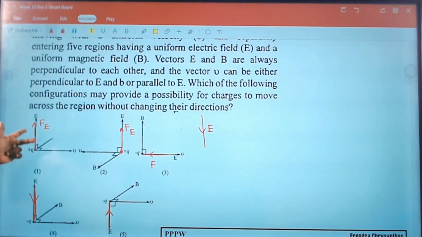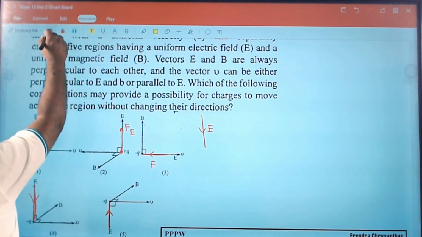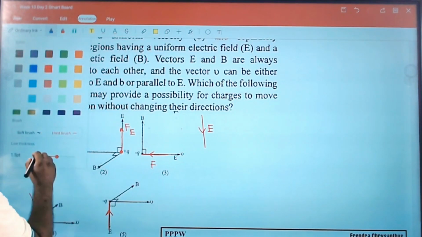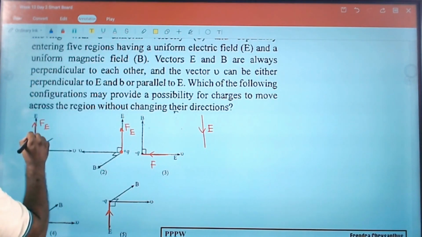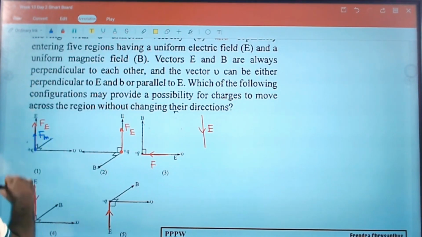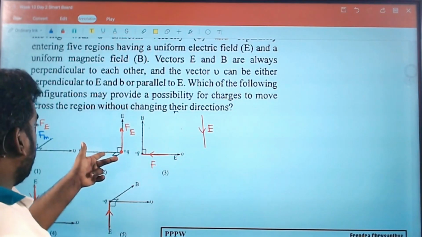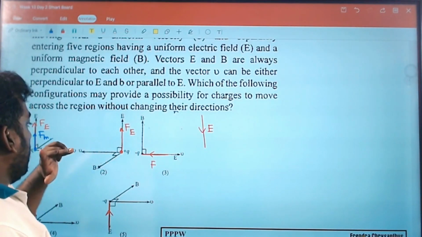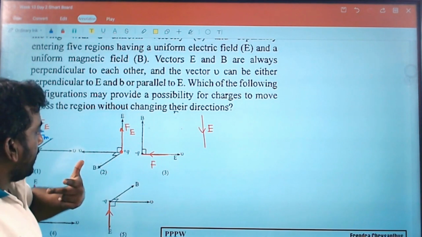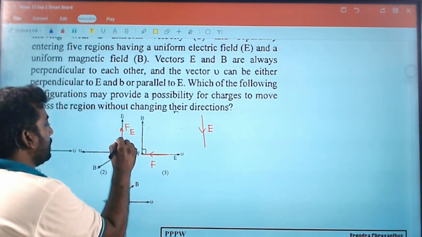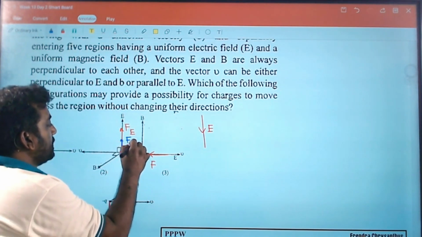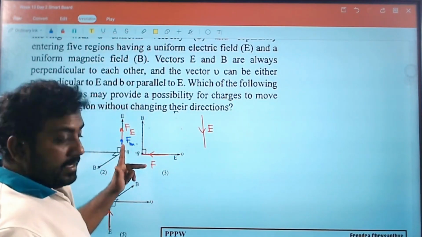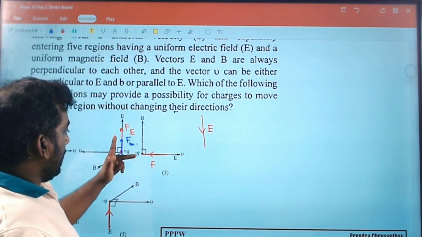Field, motion, force upward. Left hand rule. Field, motion upwards, so the magnetic force will also be in the upward direction. Right. Here you go. Charges are coming this way, force upwards. Magnetic force upwards.